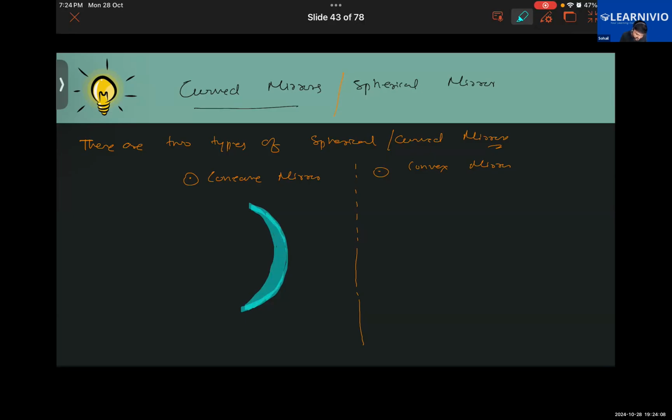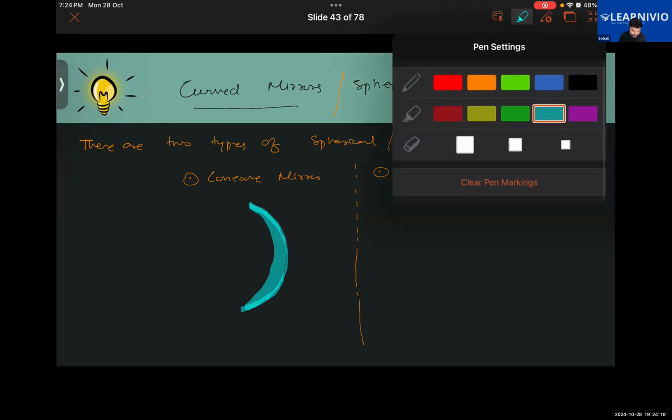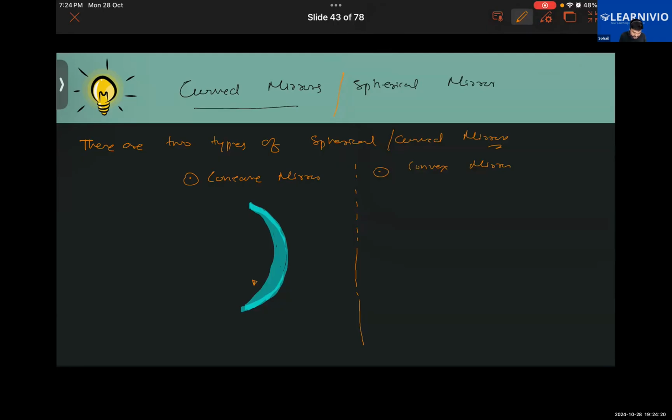So the reflecting surface, is it bulging outward or is it bent inward? Bent inward. Right, exactly. So that is the reflecting surface, which is bent inward, or basically curved inward. So that is the case of the concave mirror.